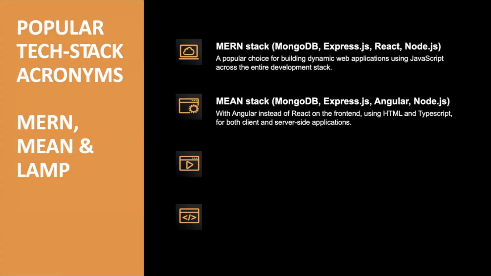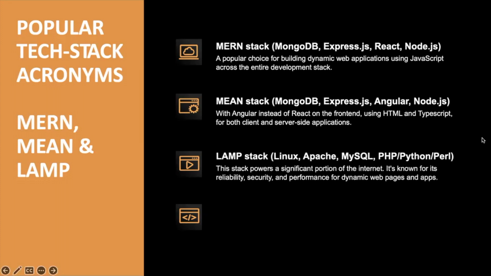MEAN is a slight variation of MERN, replacing React with Angular, using HTML and TypeScript instead for both client and server-side applications. LAMP is a stack which typically consists of Linux, Apache, MySQL, and either PHP, Python, or Perl. This stack already powers a significant portion of the internet, known for its reliability, security, and performance for dynamic web pages and apps.